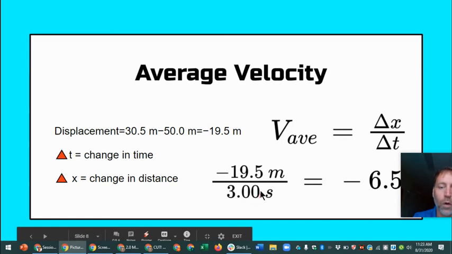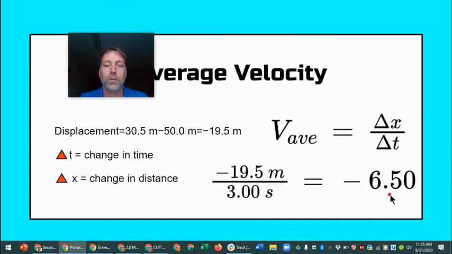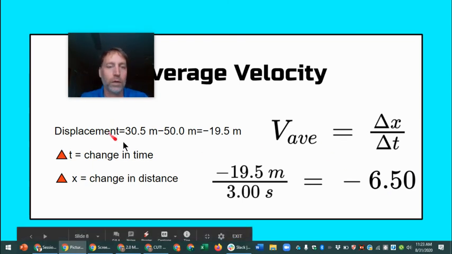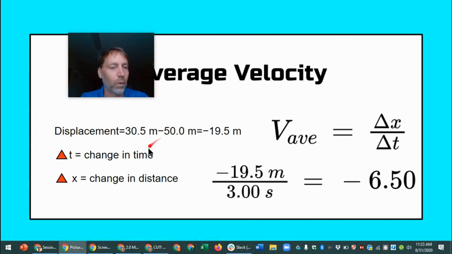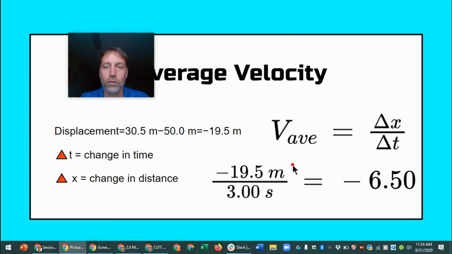And her overall time, she started at time 0 when the clock was started, and she ended at exactly 3.00 seconds. So her change in distance over the change in time means that her velocity is negative 6.5 meters per second. Okay, so what I want you to get familiar with is how to read initial and final displacement or x position, and then the beginning and end time. So that is what we're understanding in average velocity.